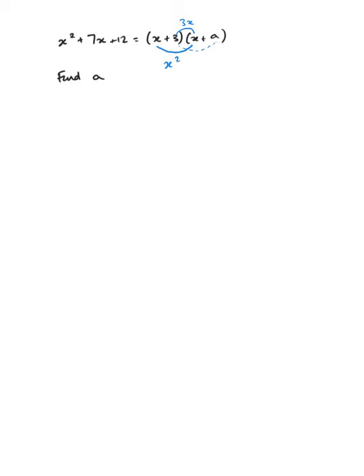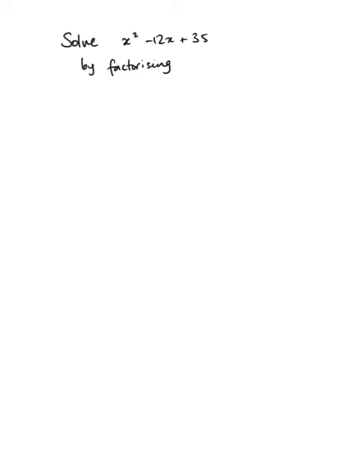I need 3 times something to give me 12. And something times x is going to give me 4. So A is definitely going to be 4, because 3 times 4 is 12. So if they give it to you looking slightly different, don't worry, you can still use the same skills.